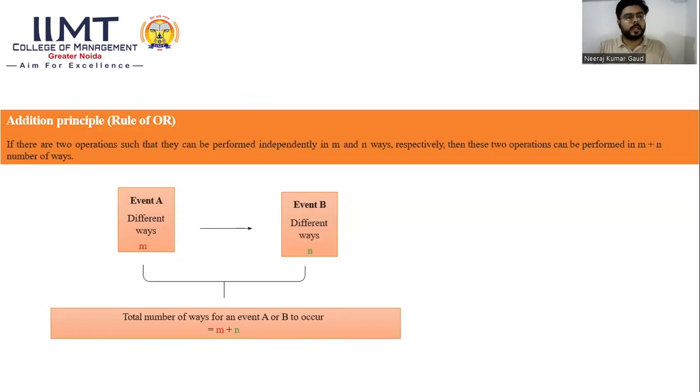Now the next rule is the addition principle, the rule of OR. If there are two operations such that they can be performed independently in M and N ways respectively, then these two operations can be performed in M plus N number of ways. Suppose we have event A, different ways is M, event B, different ways is N. The total number of ways of event A or B to occur is equal to M plus N.